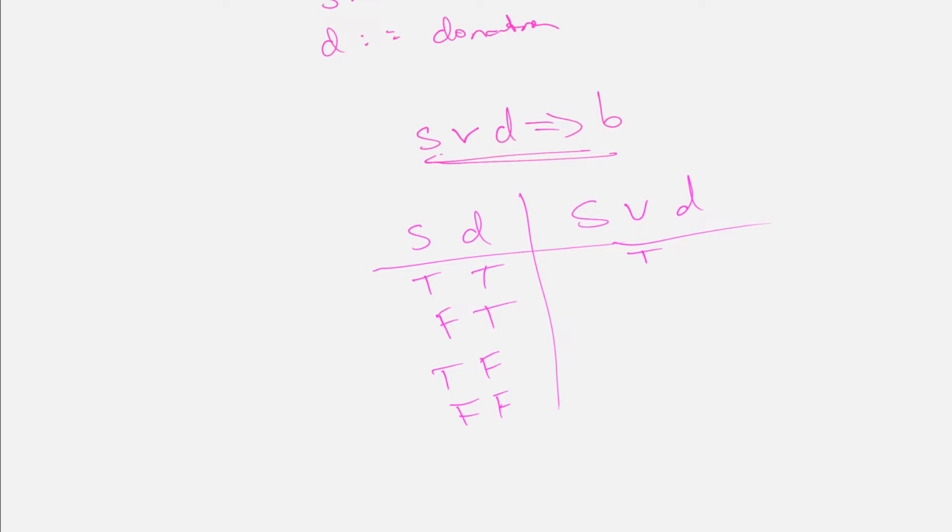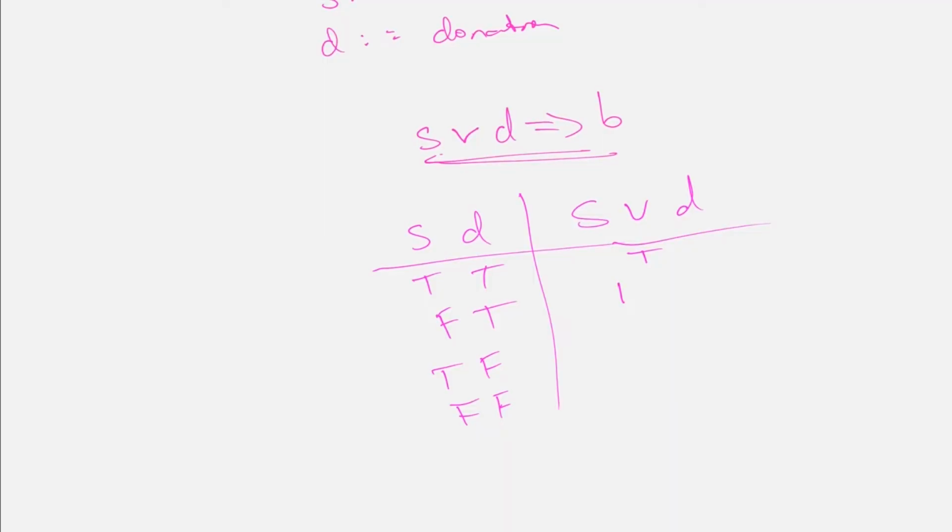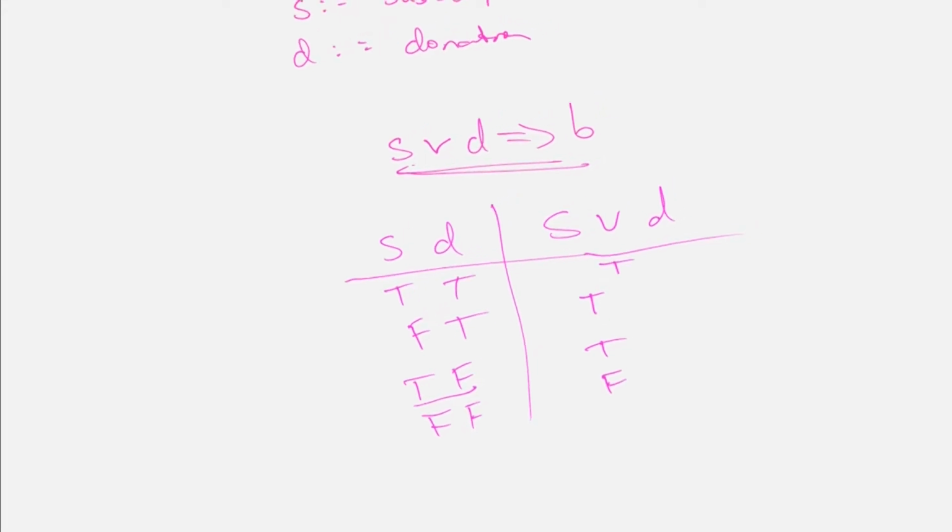If one of them is false, it's okay, it's an or. We only care if at least one of them is true. This would be true too. This is the same thing over here, this one. But if we have neither true, then this is a false. That's how the regular or works.